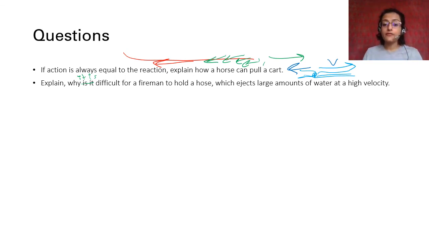Why is it difficult for him to hold? Because he has to hold it at the same place and he has to put enough force from his own side to counteract this force. Do you see? So because this water is pushing forward at this force, it is giving an equal and opposite reaction on the hose, which will push back the fireman.